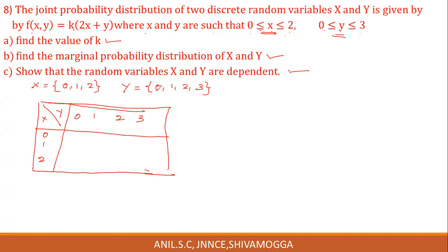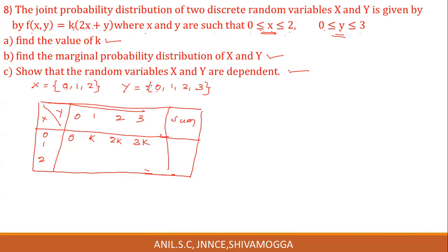When x is equal to 0, y is equal to 0. This will be 0 plus 0, 0, 0 into anything is 0. When x is equal to 0, y is equal to 1, 1 into k is k. X is equal to 0, y is equal to 2, 2k. X is equal to 0, y is equal to 3, 3k. In the last column, we write sum.